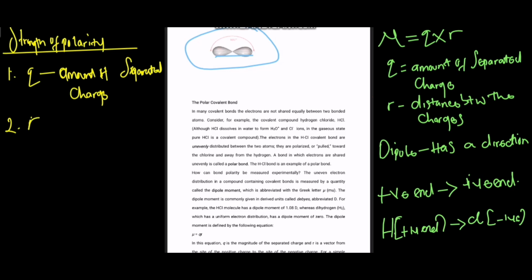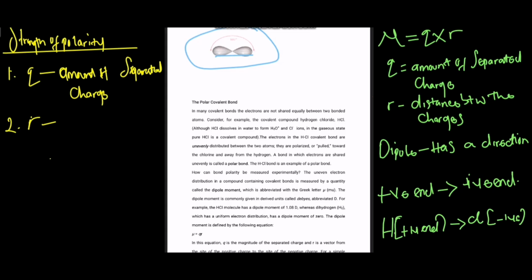Please take note of this. The strength of a polar covalent bond depends on two things: the amount of separated charge, which is Q, and the distance between the charges. Are we together? That is what determines the strength of a polar covalent bond, or the strength of polarity.